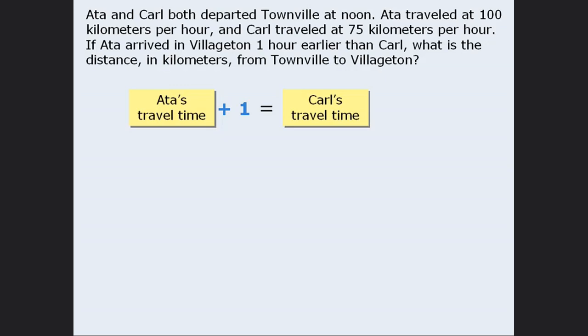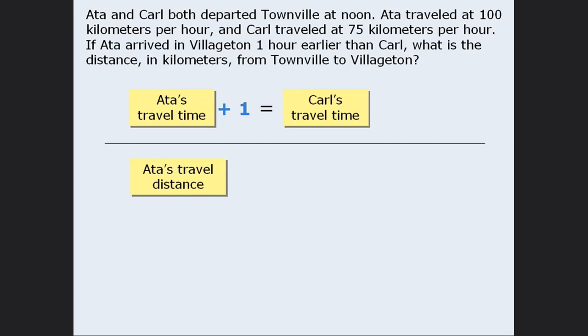What about the next theme? What sort of equation can we write based on distances? Well, since Ada and Carl are both traveling from Townville to Villageton, we can say that the distance that Ada traveled and the distance that Carl traveled must be equal. So this is the word equation we can write based on distances.